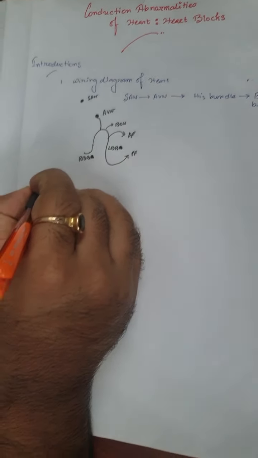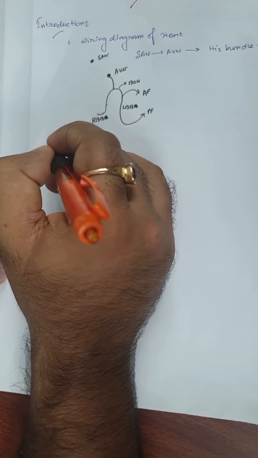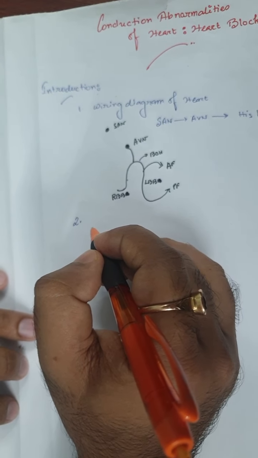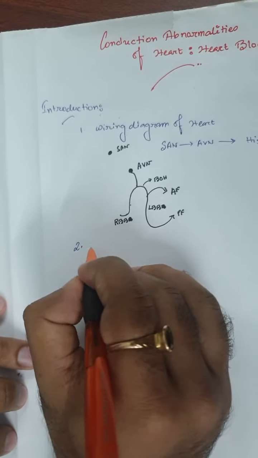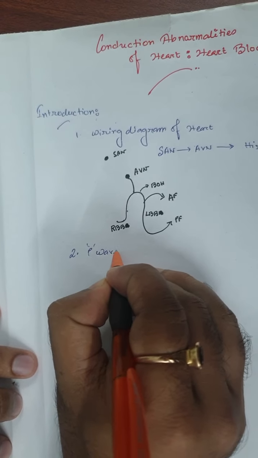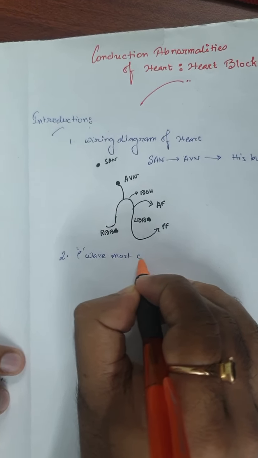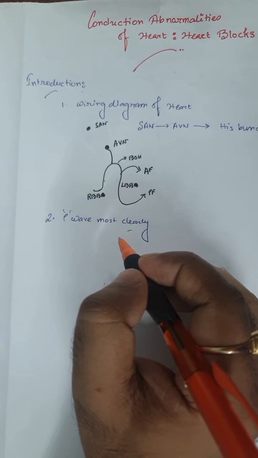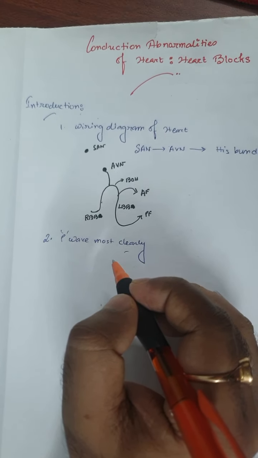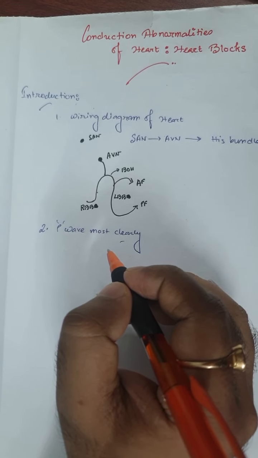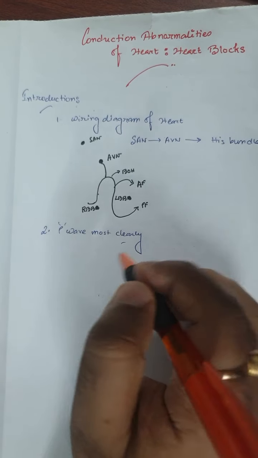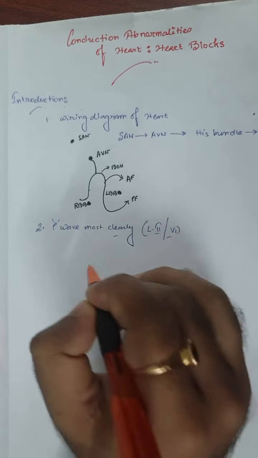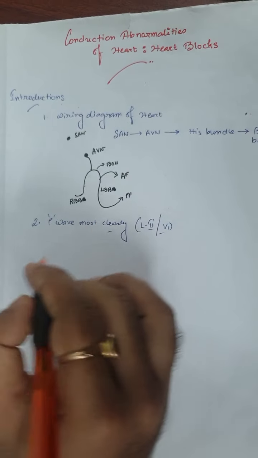Number two important point is we should know that the rhythm of the heart is best interpreted from whichever ECG lead shows the P wave most clearly. So we will take the ECG strip and look for the clearest P wave in the ECG leads. Normally we take lead 2 or V1 lead, where the P wave is most clearly visible.